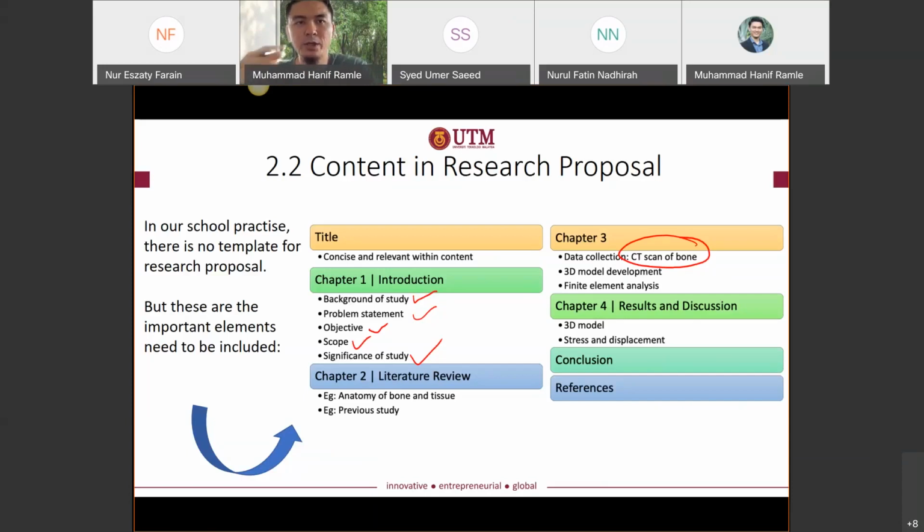Okay, if you are doing material, you have to discuss how to develop the material. If you are doing the analysis, let's say SEM, EDX, XRD, you have to put all information on how to use the equipment, on how to do the measurement and so on. Okay, move to the next chapter, which is chapter 4, result and discussion.